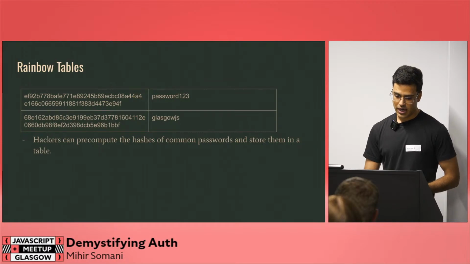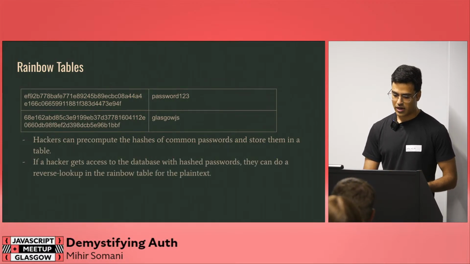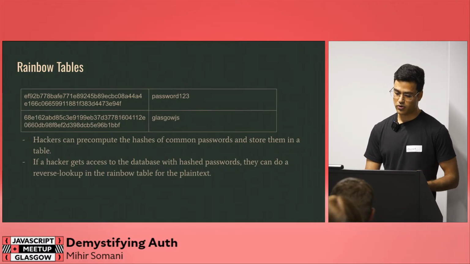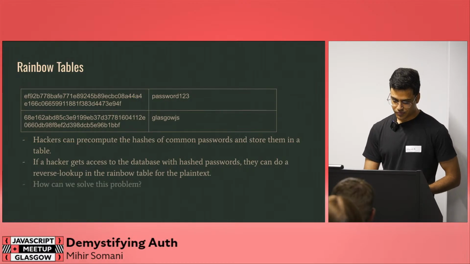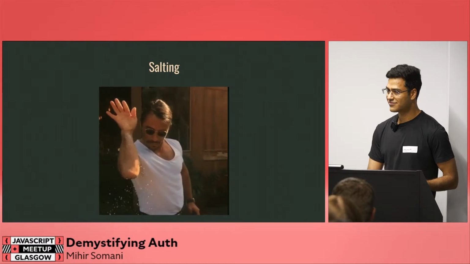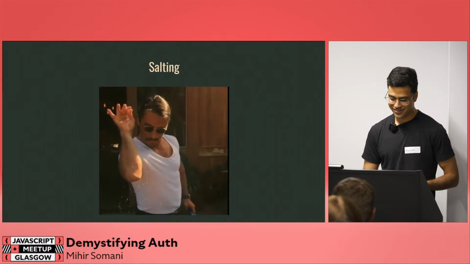Like I mentioned, hackers can pre-compute the hashes of common passwords and store them in a table. If a hacker gets access to the database with hashed passwords, they can do a reverse lookup in the rainbow table for the plain text. How can we solve this problem? Salting. It's an actual term.